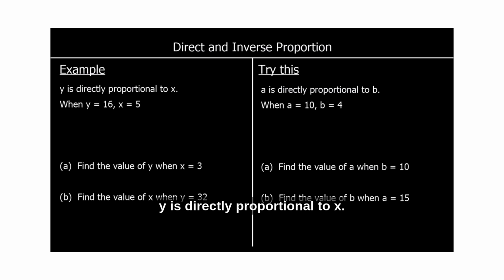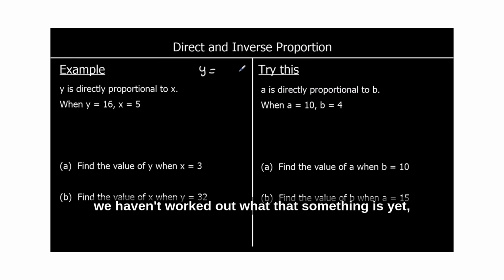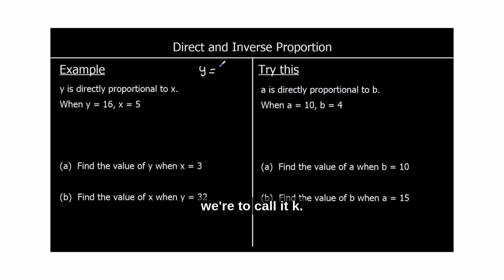is directly proportional to x. If y is directly proportional to x, that means y is equal to something times x. And because we haven't worked out what that something is yet, we're going to call it k. So if y is directly proportional to x, that means y is kx, something times x.